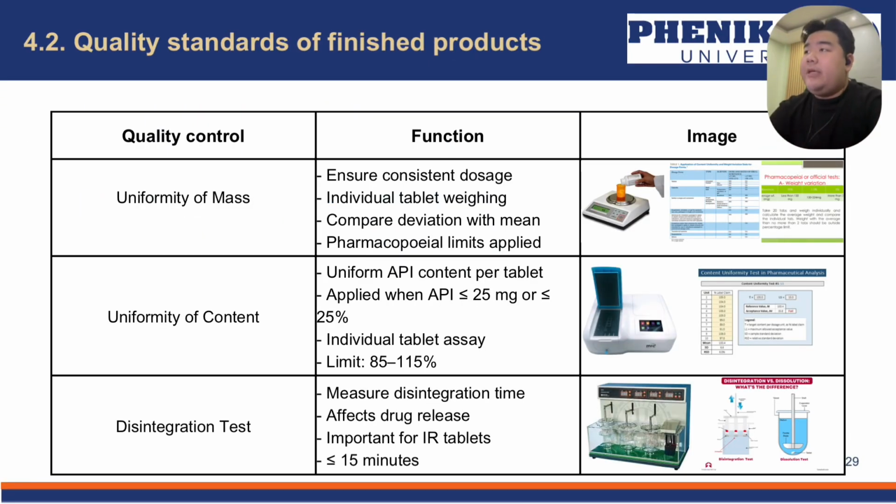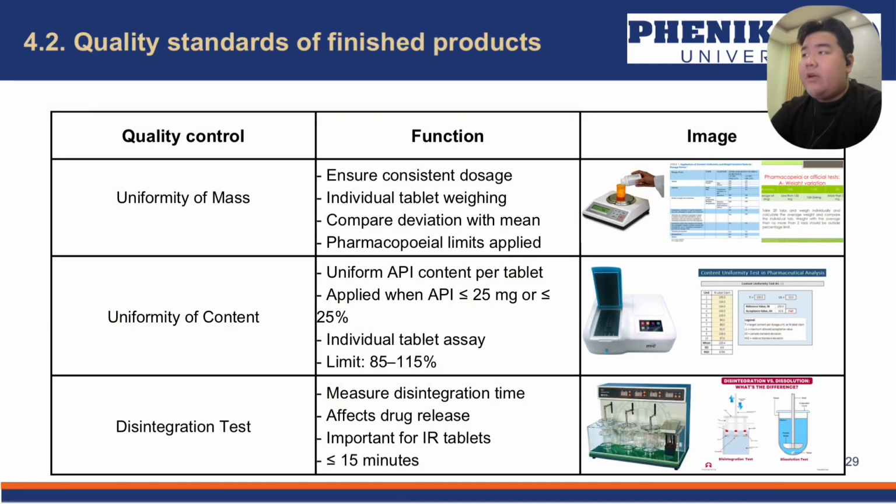The final step in the pharmaceutical manufacturing process is quality evaluation. At this step, we check whether the finished tablet meets quality standards. First, we have uniformity of mass. This step checks if all tablets have similar weight. If tablet weight is consistent, the patient receives the correct dose.